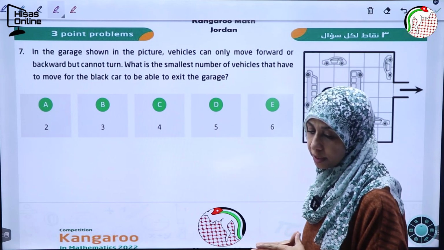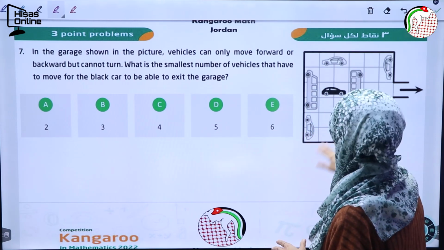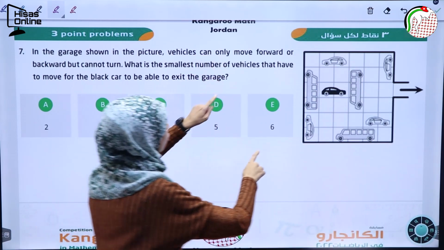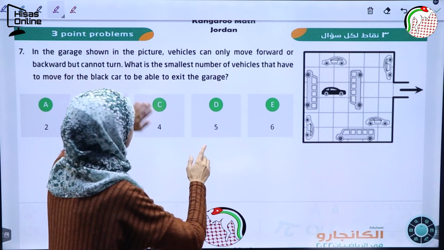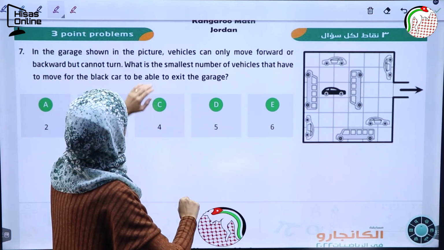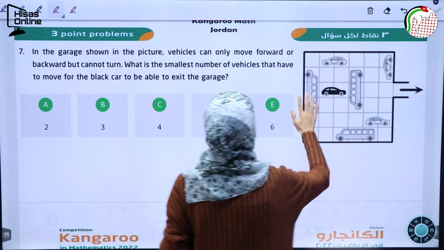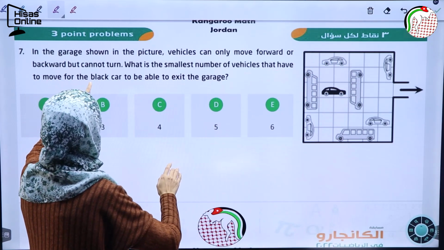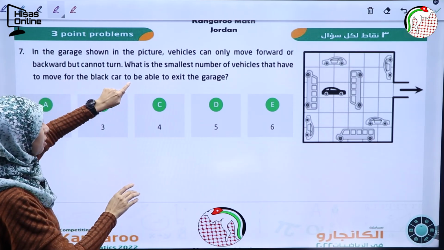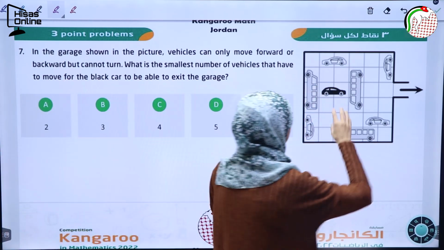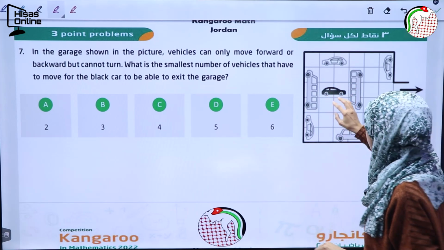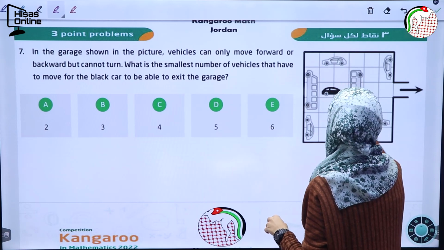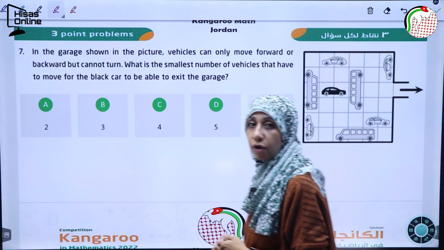Question 7 is the following. In this garage, vehicles can only move forward or backward, but they cannot turn. What is the smallest number of those vehicles that have to move for the black car to be able to exit the garage? Our target is this black car, and we need others to move in order to leave space for this black car to move out of the garage.